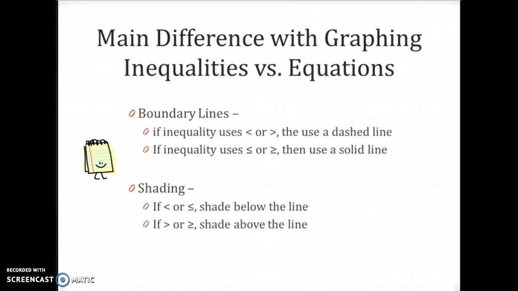Again, the main differences with graphing inequalities versus equations are the boundary lines and the shading. For the boundary lines, if there's no equal sign, you're going to use a dashed line. If there is an equal sign included, you're going to use a solid line. And then the shading: if it is using the less than or equal to symbols, then you're shading below the line. Since in this lesson we're working from the graph to write the inequality, we need to look to see what part is shaded. If it's shaded below the line, then you're going to use less than or equal to. If it's shaded above that line, then you're going to use greater than or equal to.